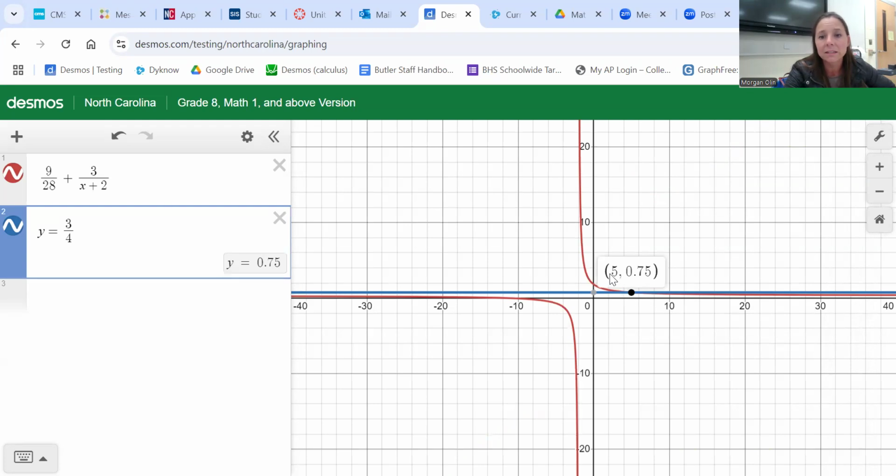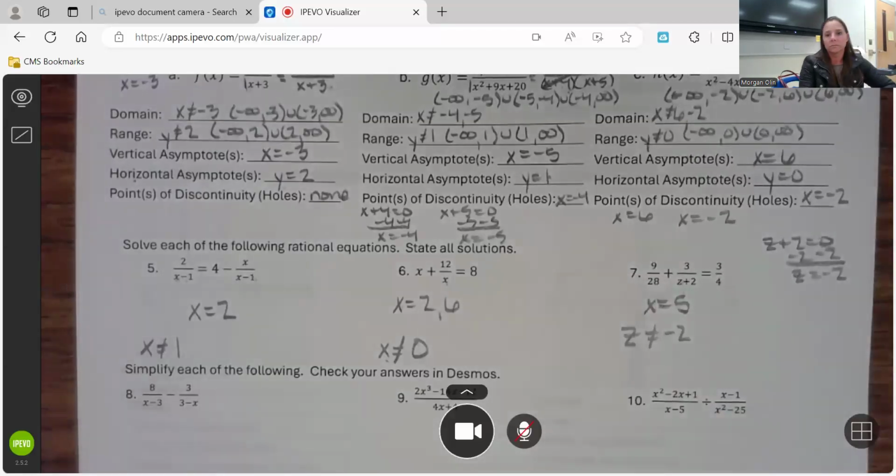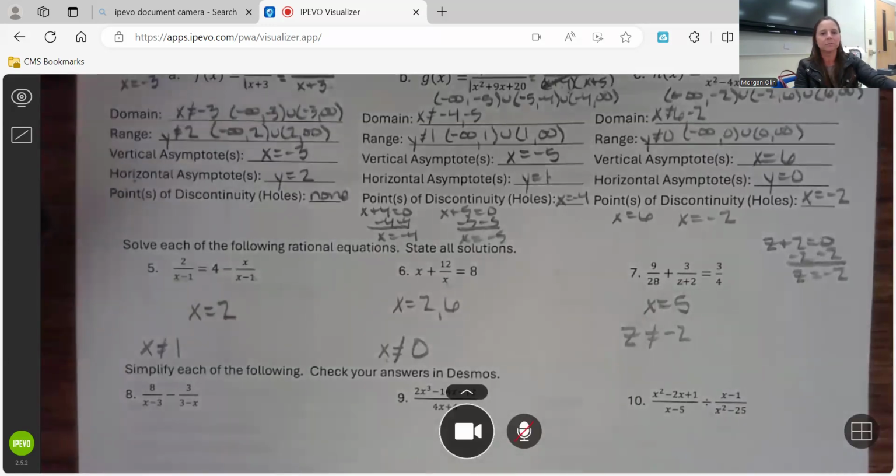So again, it's our x value, so all we want is 5. There's only one solution on this one. So here x equals 5. So be able to use your calculator there. That's kind of the best thing.